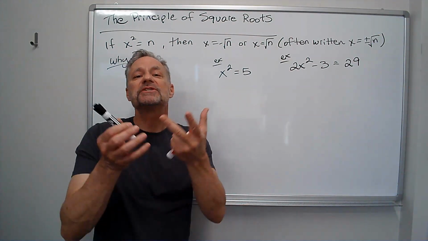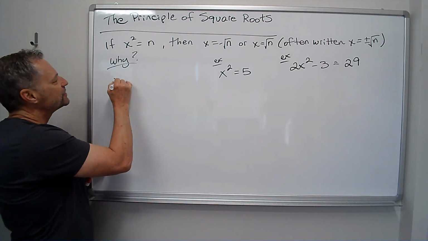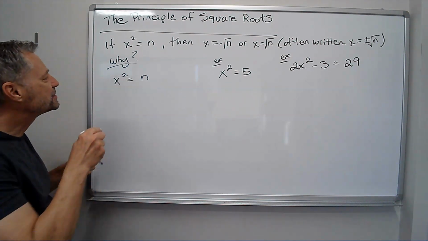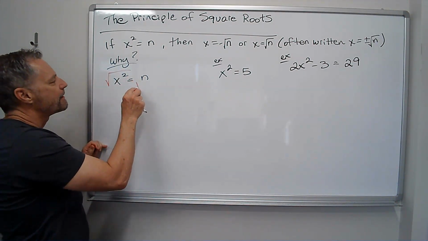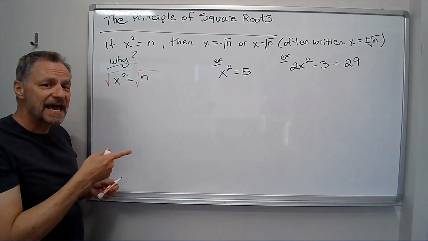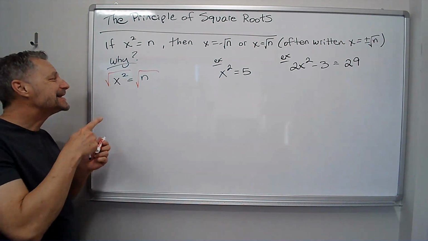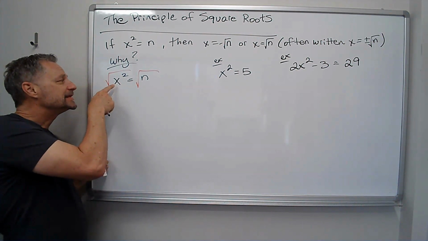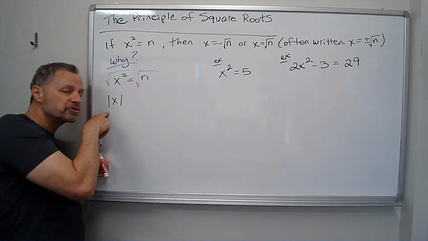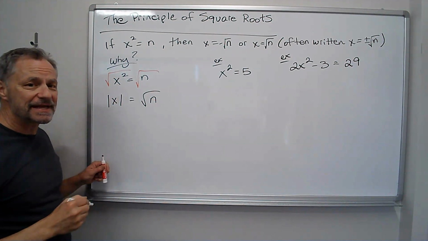Okay, and the question may be, well, why is that the case? Well, think about this. If I have x squared equals n, and I want to solve that, what I'm going to do is take the square root of both sides. Now, we often just say the square root of x squared is just x because we're assuming that x is a positive number. But in actuality, the square root of x squared is the absolute value of x. That's what we first learned when we talked about this property. And so I've got that equals the square root of n.